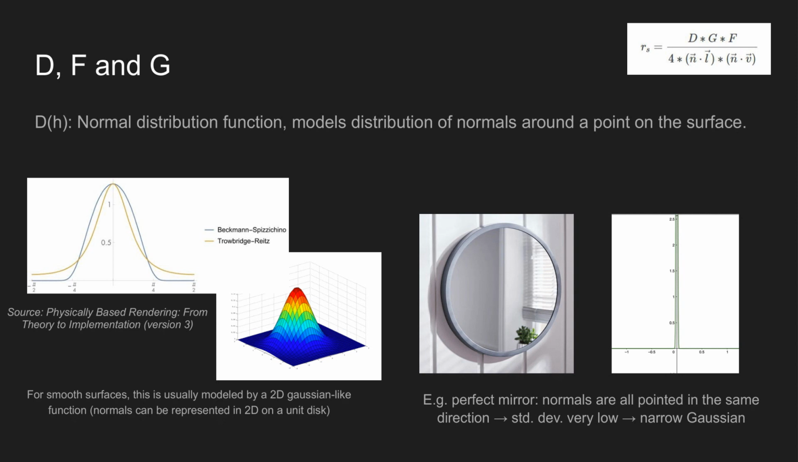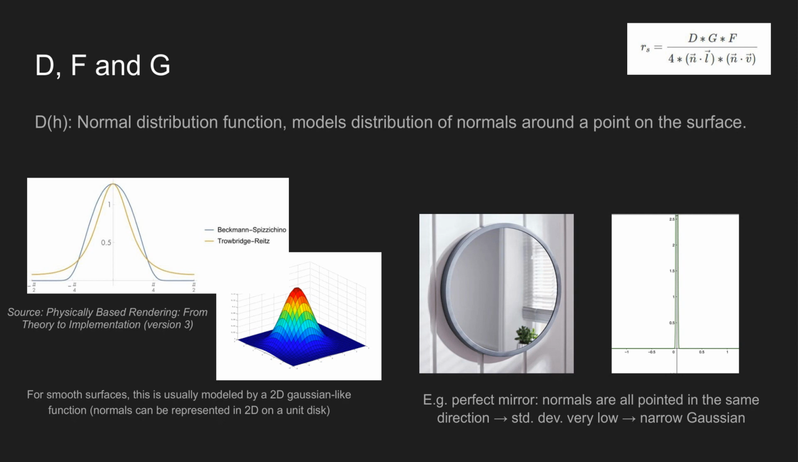D stands for the normal distribution function. It models, as its name implies, the distribution of normals in a certain area on the surface. So given a vector, it gives us back the probability that a normal points in the same direction as that vector. As an example, let's take a mirror on which we want to calculate the amount of reflected specular light at a point in an outgoing direction, given the incoming direction. In other words, we would like to calculate the BRDF at that point.